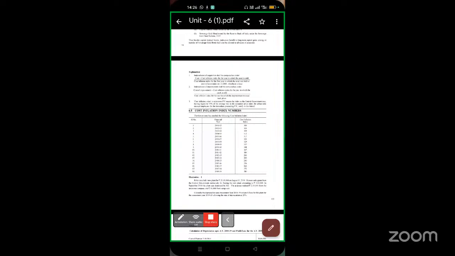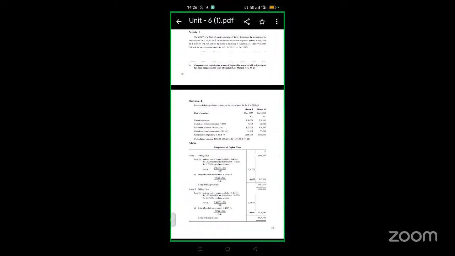Next, we will look at how these problems are solved. If we do one or two problems, we'll understand very easily. Just look here. From the following information, compute the capital gains for the assessment year 2024-25. 24-25 is the assessment period.